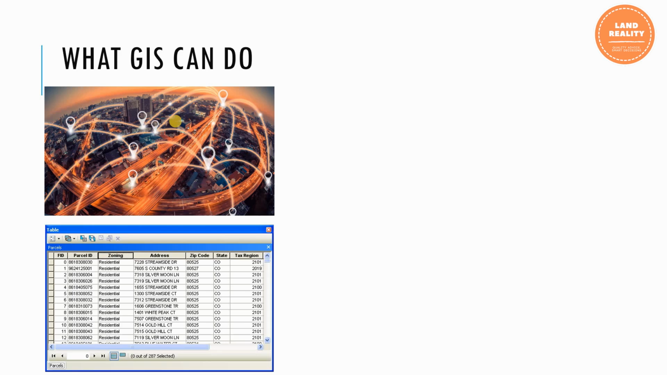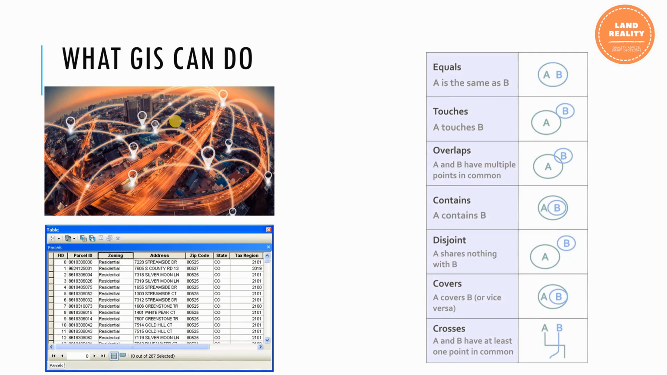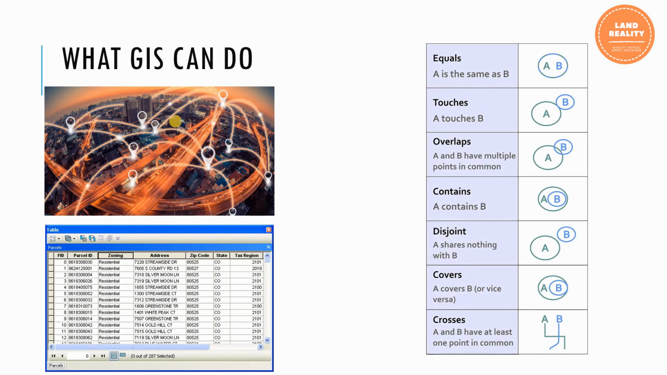And it's also very crucial that relationships can also be stored in relation to locations. This is equals: A is the same as B. We have touches: A touches B, meaning the boundaries touch each other. A's boundary touches B's boundary. You see it? And this is where the boundaries touch.